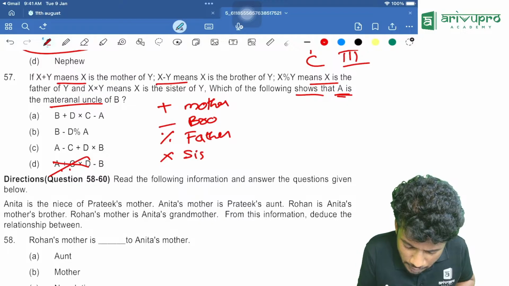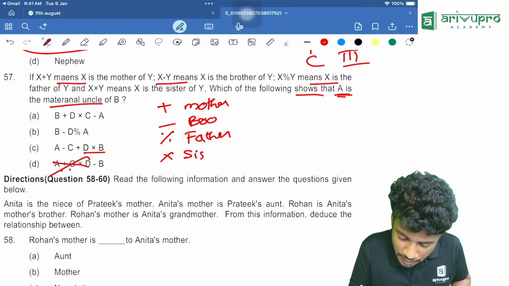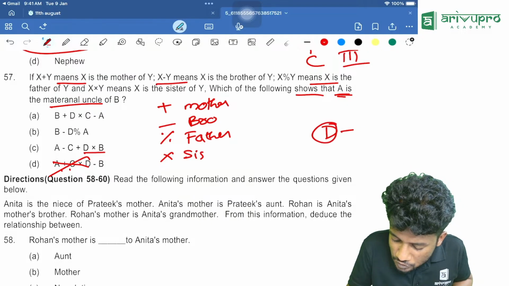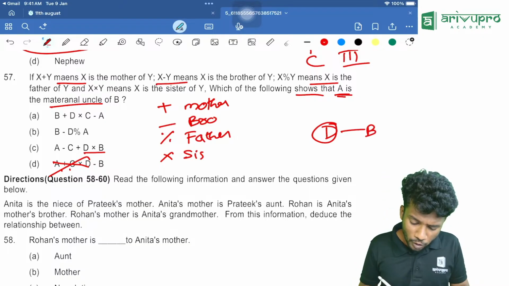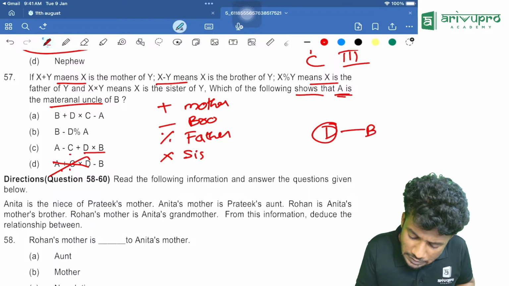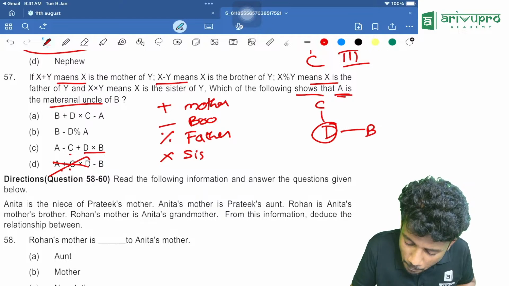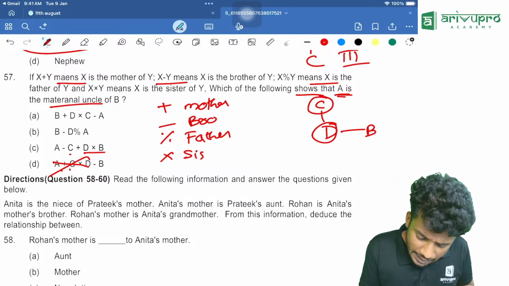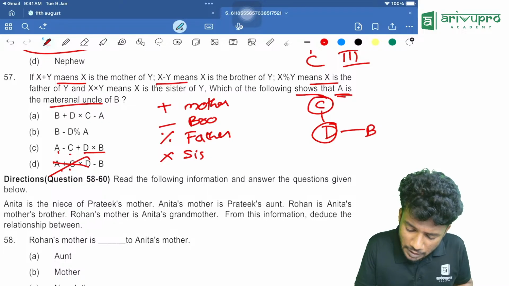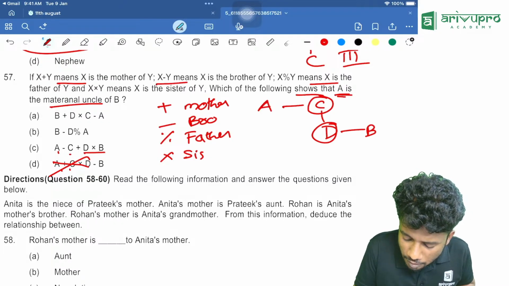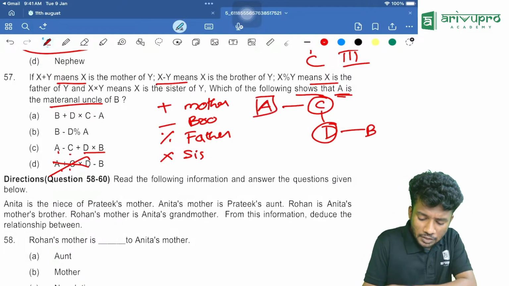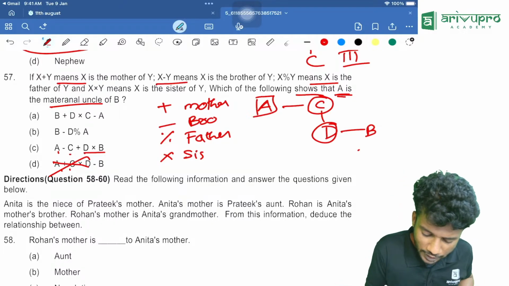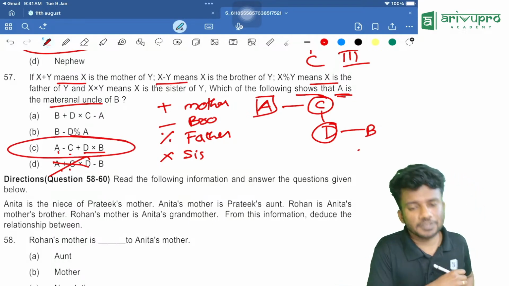Now option C. D into B means D is the sister of B. Then what is given? C plus D: C is the mother of D. Then A minus B means A is the brother of C. Now look at it. A is the maternal uncle of B. Yes, right answer. So option C is your answer.